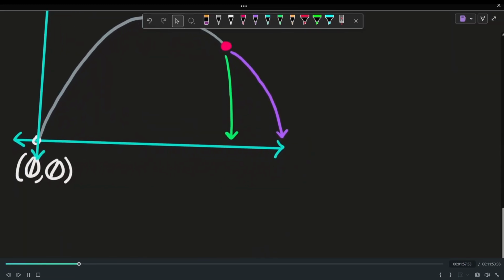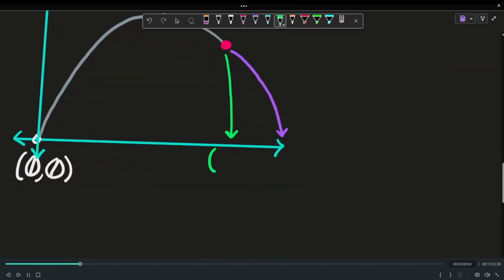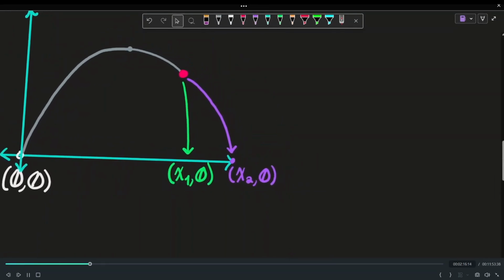Now what it's telling us is to find this coordinate, x0, and also the other coordinate. We'll say x2, 0. And we'll say this is x1. So how do we actually get this?